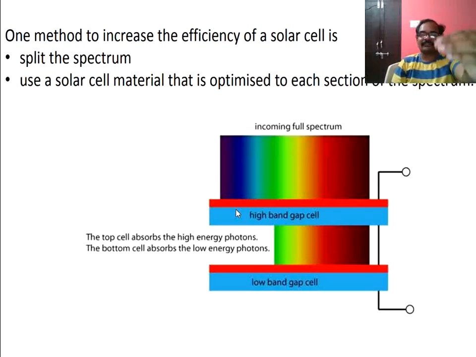That is the blue and purple light having high energy and low penetration depth. Low lambda means low penetration. That is, they will be absorbed by the top layer itself, and they cannot be passed through the second layer. The rest, that is the green, yellow, red, will pass through the first band. They are transparent to the high band gap material, and they will be falling on the low band gap cell. The top cell absorbs the high energy photons, the bottom cell absorbs the low energy photons.